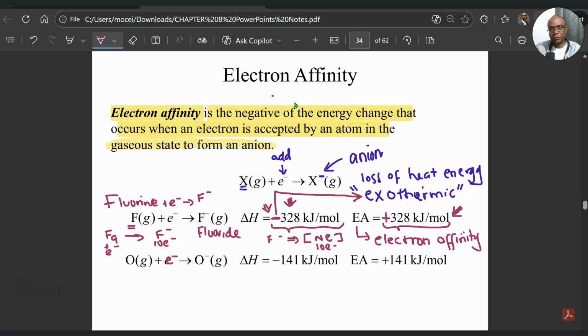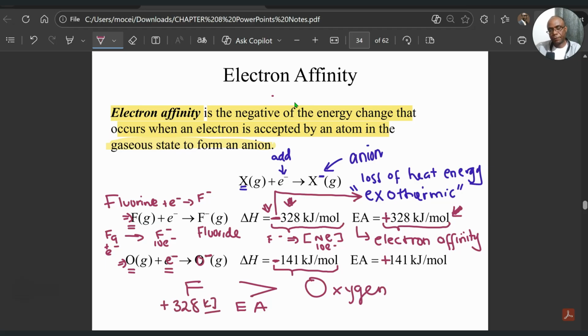When oxygen gains an electron to give you O minus, usually O2 minus anyway, but we are comparing single atoms, right? So one single atom of oxygen gaining an electron gives you O minus, and the heat lost is negative 141 kilojoules per mole. If you take the positive value, it's going to be plus 141 kilojoules per mole. So which one of these two elements will have a higher affinity? Definitely fluorine has higher electron affinity than oxygen, because it has a more positive number.